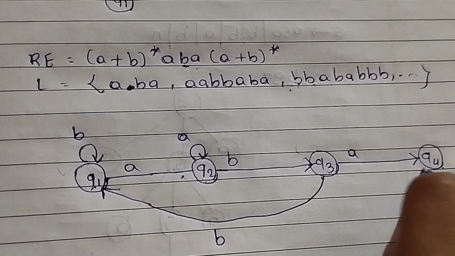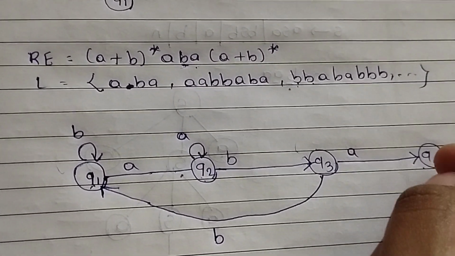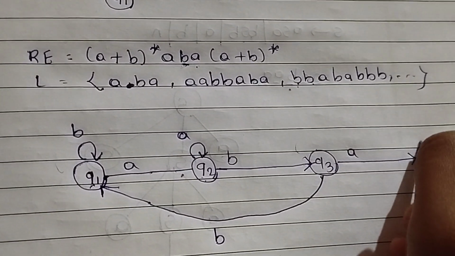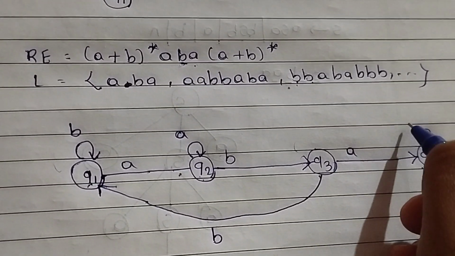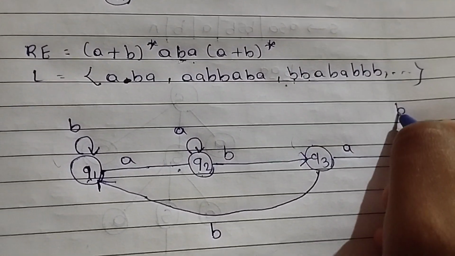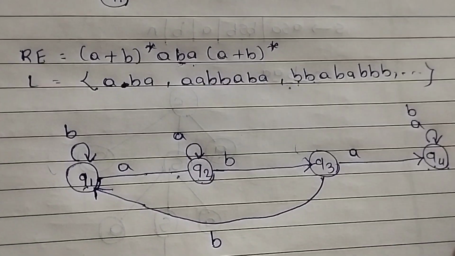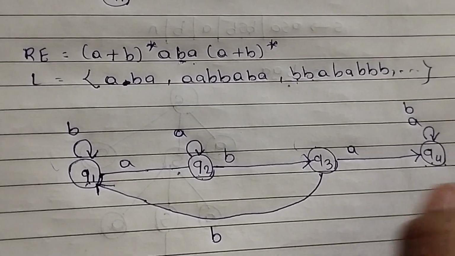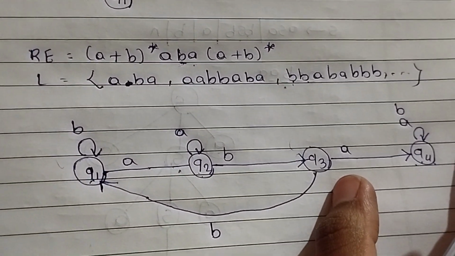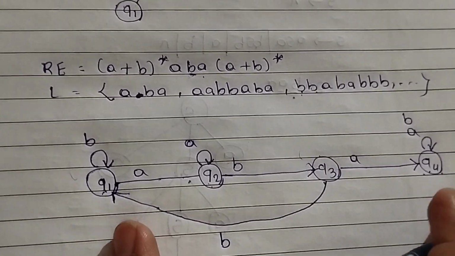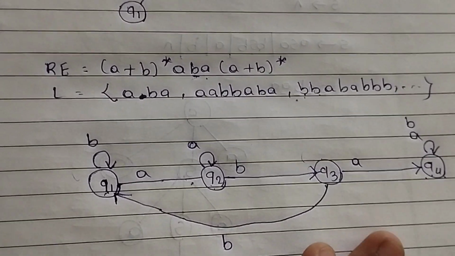Now we reach the Q4 state. For this Q4 state, we form the cycle for A and B, and it is okay, because after the ABA substring anything can be written. If you write n number of A's, it is true. If you write n number of B's, it is also true. So this is the DFA in simple terms.